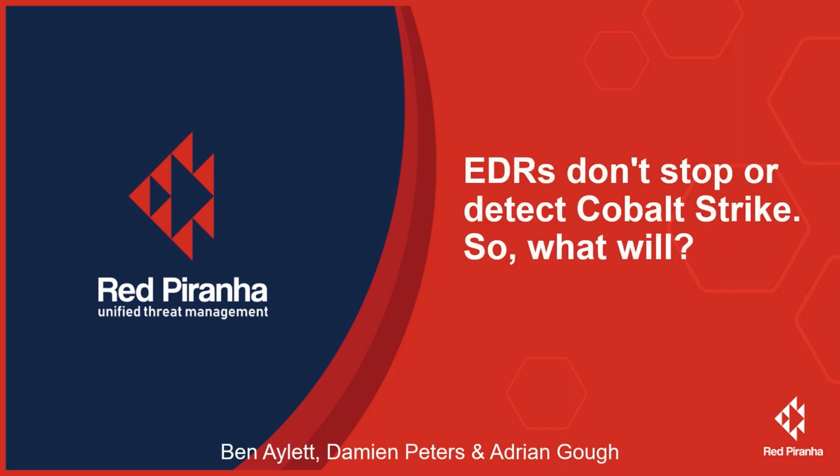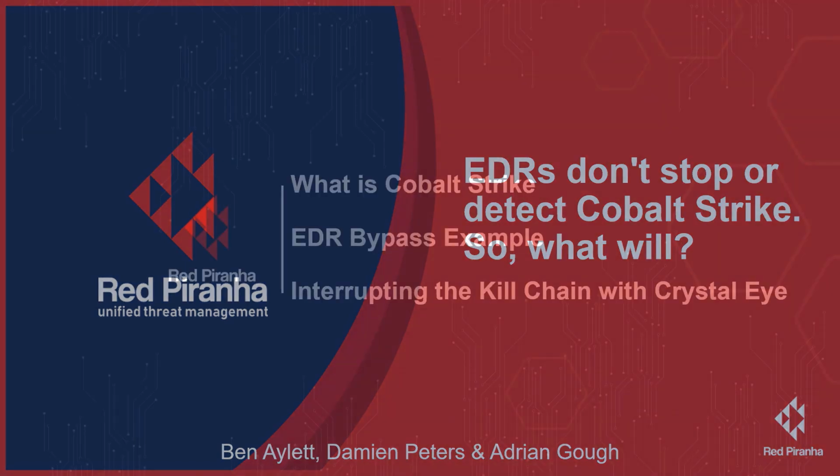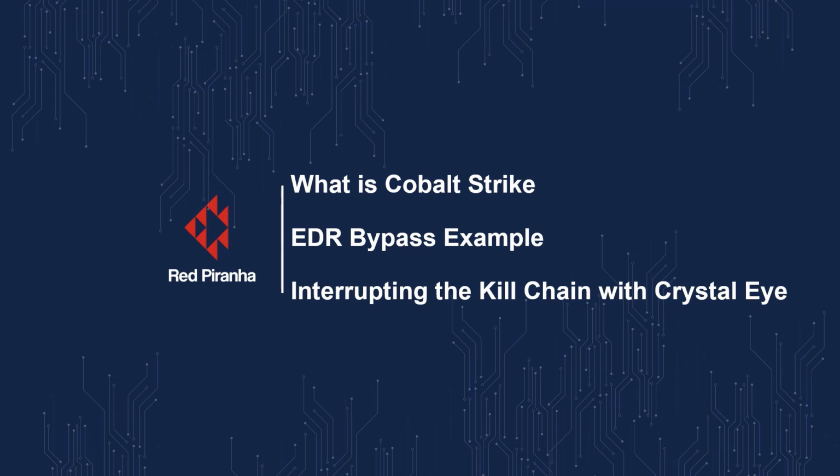In this video, we ask, if EDRs don't stop or detect Cobalt Strike, what will? Before we start, a quick overview. There are three parts to this video. We'll explain Cobalt Strike, give an insight into EDR bypass and provide an example of the Cobalt Strike kill chain with approaches to interrupting the kill chain using Crystal Eye. I'll now hand over to Adrian, who will take you through Cobalt Strike.